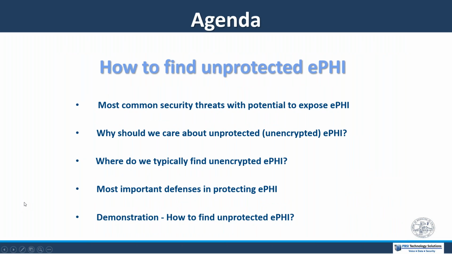So electronic PHI is stored on virtually every network, and not every PC necessarily inside of a medical office. Our agenda today is short and sweet. What are the most common threats? Why are we protecting? Why do we want to know where our PHI exists? What are the most common threats that would have the potential to expose that information? Where do we typically find what is there on the network? What are the most important protections and defenses? And then I'll do a short demonstration of a tool that electronically uncovers unprotected information. Really, really useful, and our topic will be brief today.